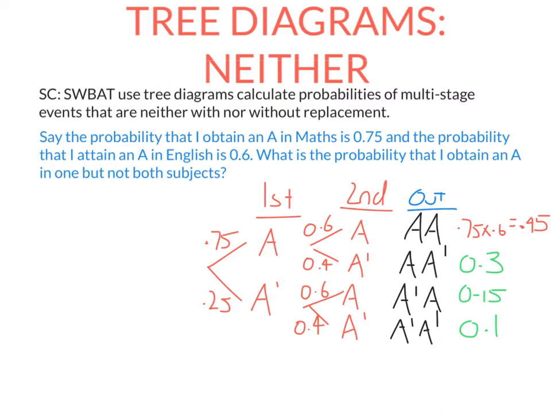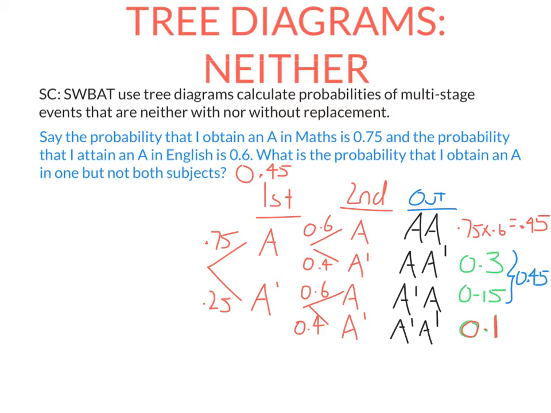So the probability I obtain an A in one, but not both subjects. This 0.1 doesn't count. I'm only counting these two here in green. These are the two events where I got an A in one, but not both subjects. So the probability that this or this happens, of course, I just add them up, and I get 0.45. So that is the answer to the question. The probability I get an A in one, but not both subjects, is 0.45.